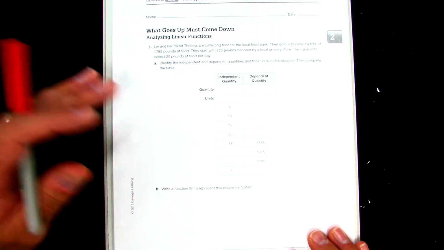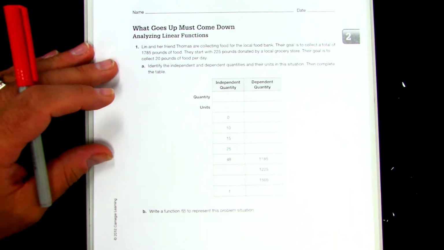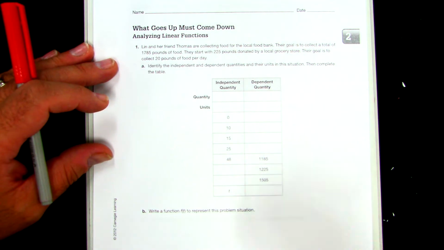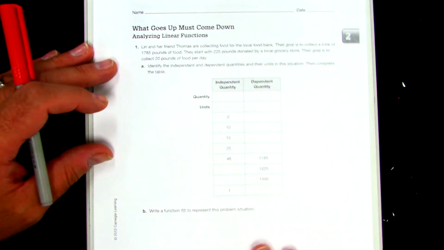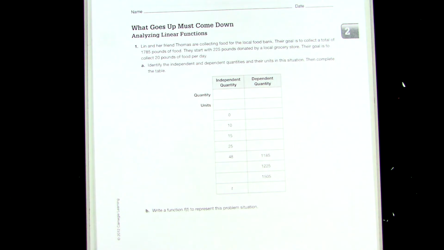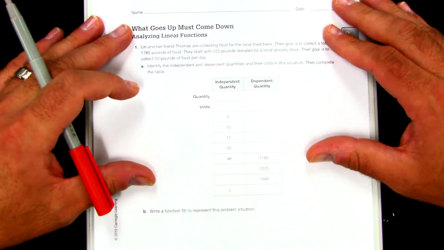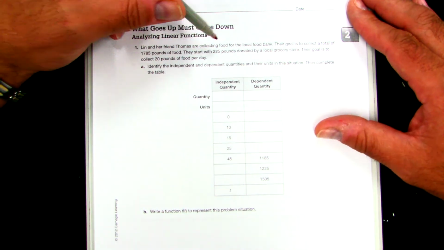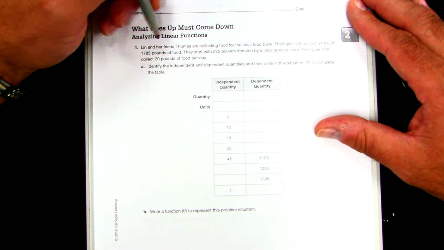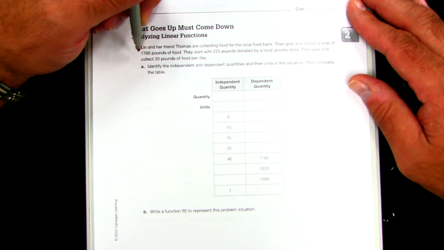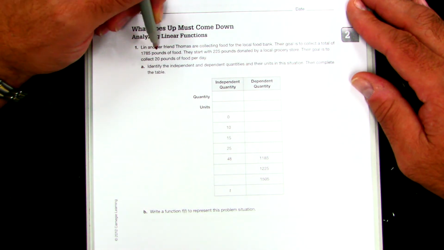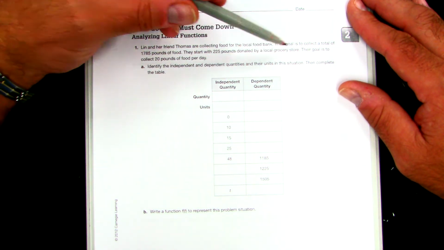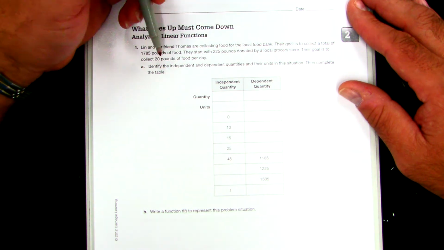Now, as you can tell by the title, it says, what goes up must come down. So hopefully you've pulled this offline and you understand what we're going to talk about. I'm actually going to use this sheet this time to go through things you should notice. So, for example, we read this. Lynn and her friend Thomas are collecting food for the local food bank. Their goal is to collect a total of 1,785 pounds of food. They start with 225 pounds donated by the local grocery. Their goal is to collect 20 pounds of food per day.